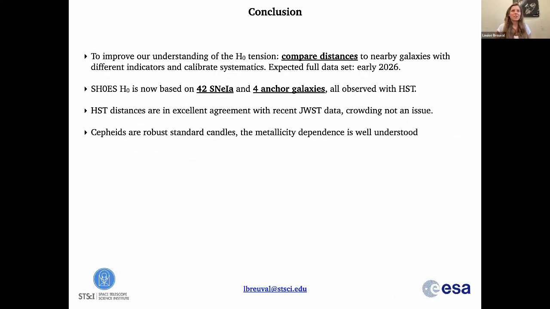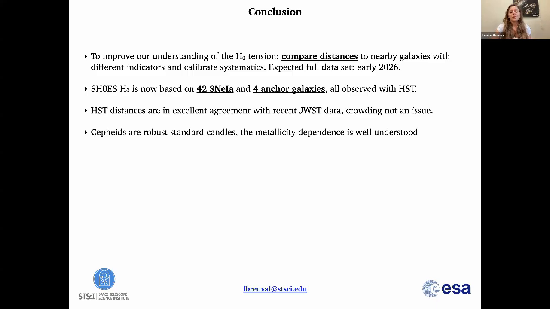All right, so my conclusion is that, instead of looking at H0 values, really to improve our understanding of the systematics is to compare distances where you have good quality data, especially nearby galaxies, and to compare the different indicators. So we expect the full data set in a few months, and hopefully a paper within next year.